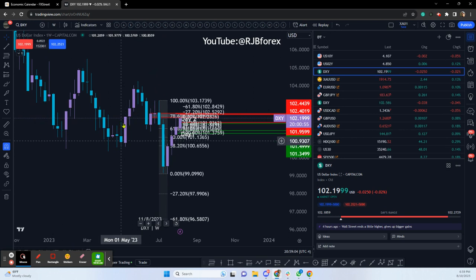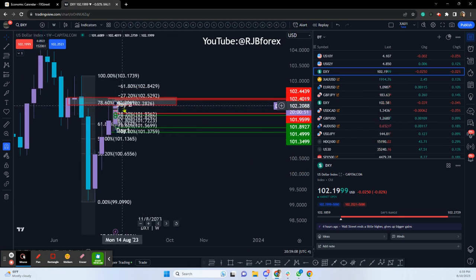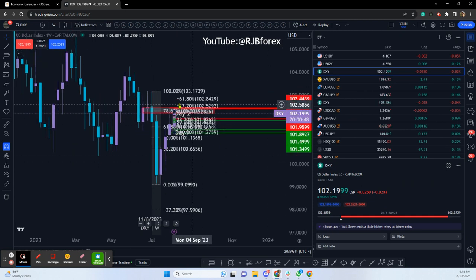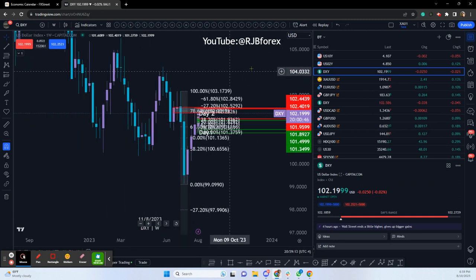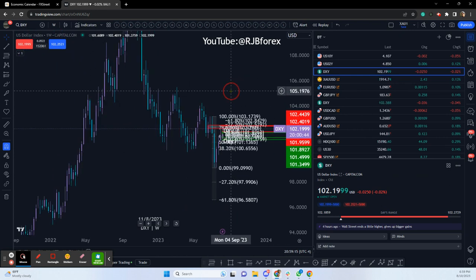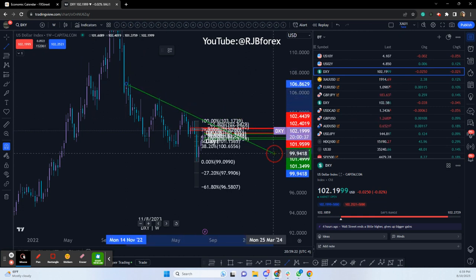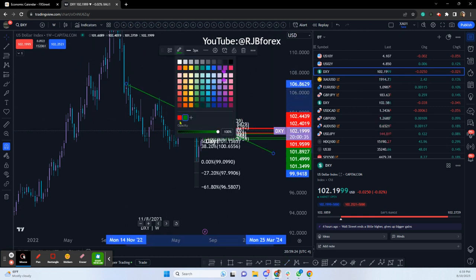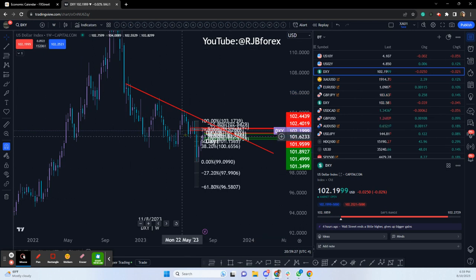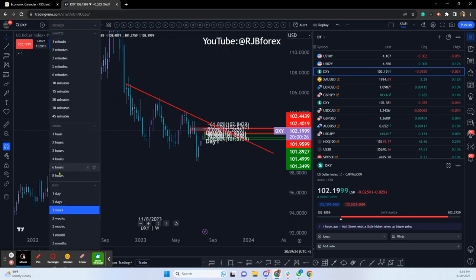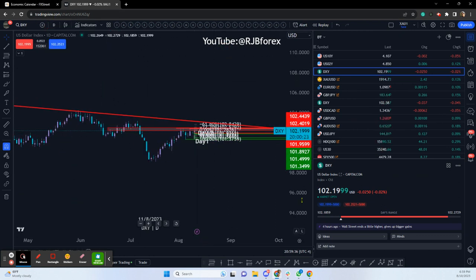All right, we've also got this neckline of this M formation. We've come up hard into that, and the question is whether that is going to act as resistance. The likelihood is that it will, maintaining the bearish form on that trend line. So we'll take that off. We've got that noted. That's a 78.6 conversion. Come down onto the daily chart.